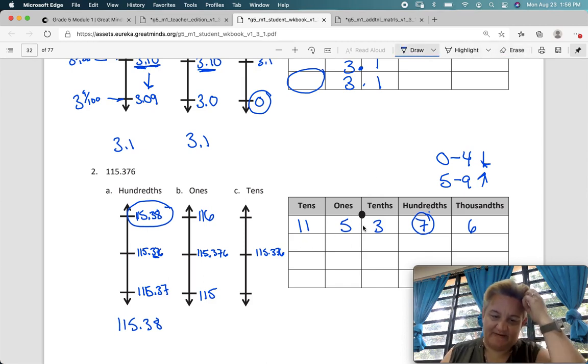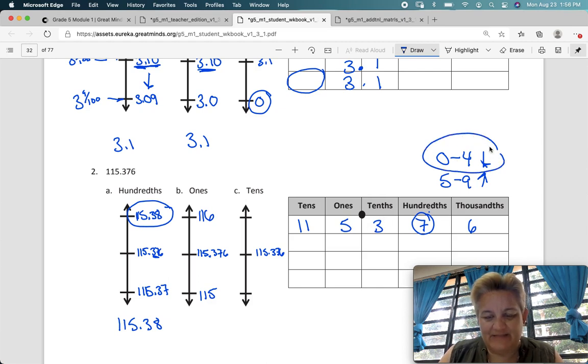Again, I don't like this chart very much. Okay, we've got 5 ones. And we're going to look at the tenths spot. It's a 3 in the tenths. So are we going to go up or down from here? We're going to look at this number right there. Okay, that's lower than 5, so we're going to go down, and our nearest ones is 115. Okay?